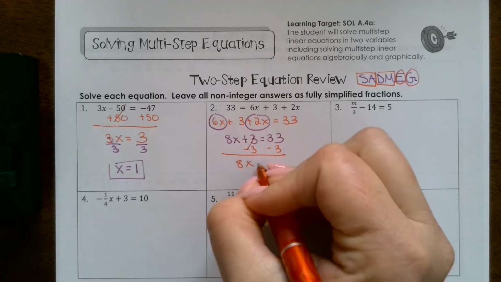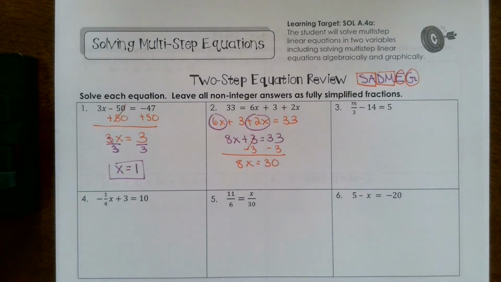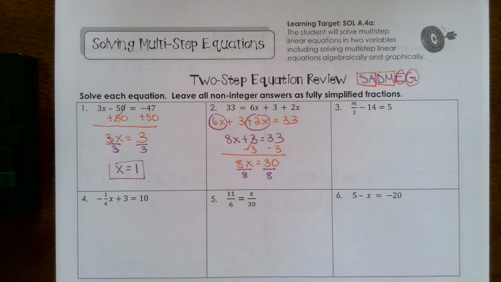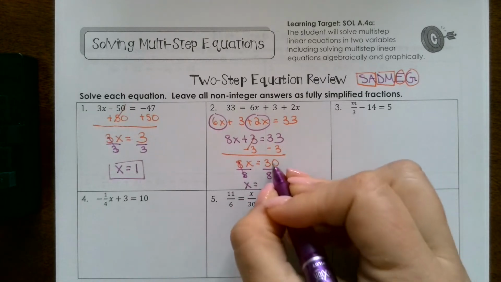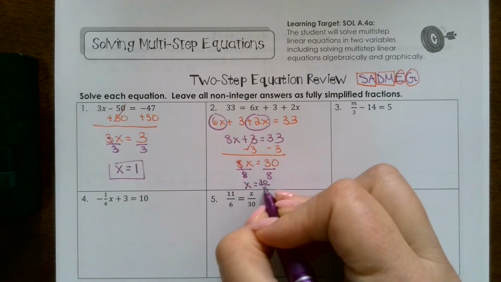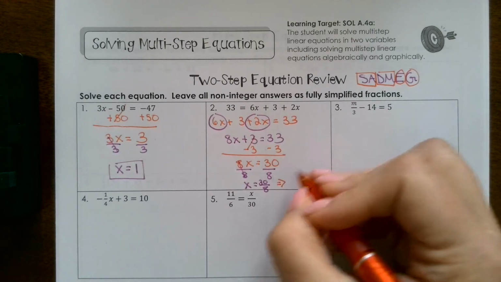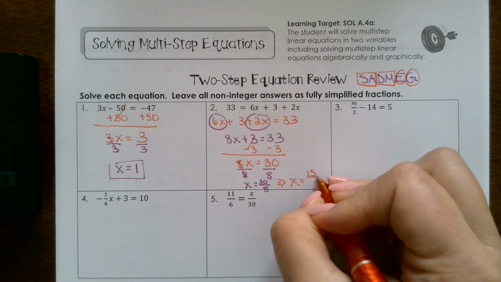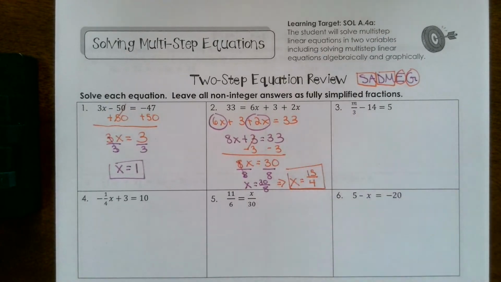I now have 8x equals 33 minus 3, which is 30. I will divide each side by 8 because the opposite or inverse operation of multiplication is division. 8x divided by 8 is x, so I have x equals 30 divided by 8. I am going to simplify that by dividing the numerator and denominator by 2, and x equals 30 divided by 2, which is 15, over 8 divided by 2 is 4. I now have a fully simplified value.